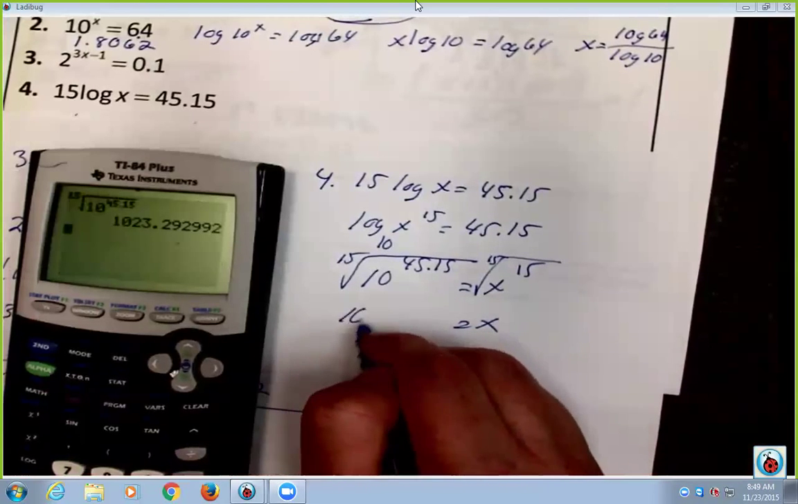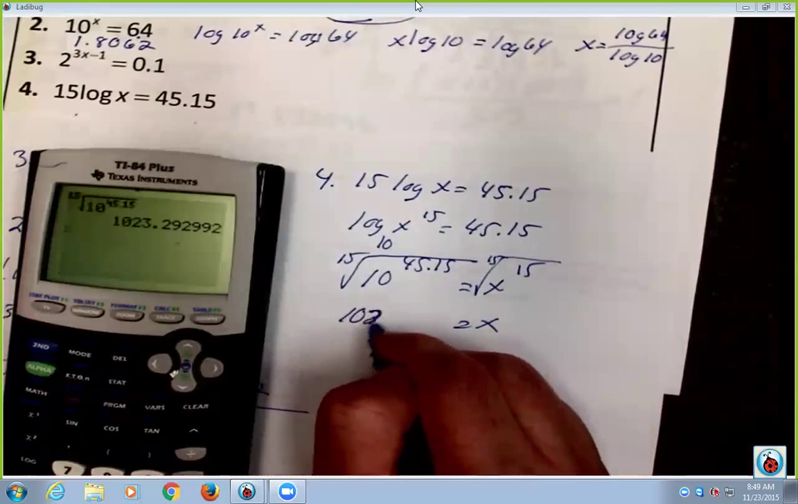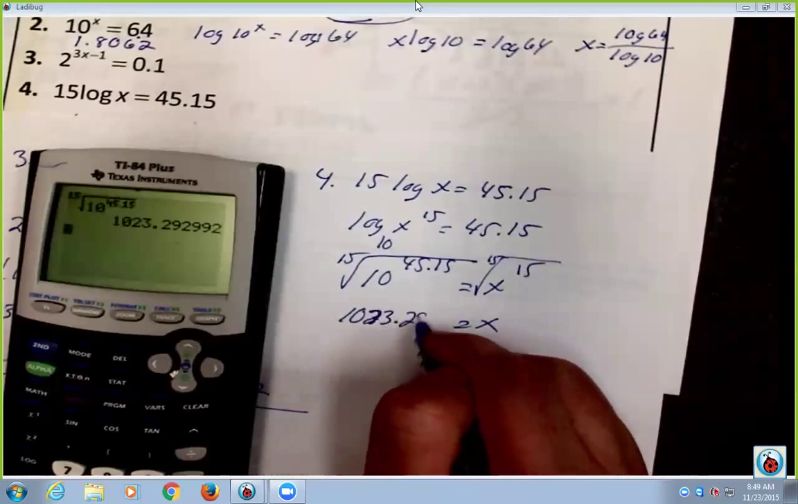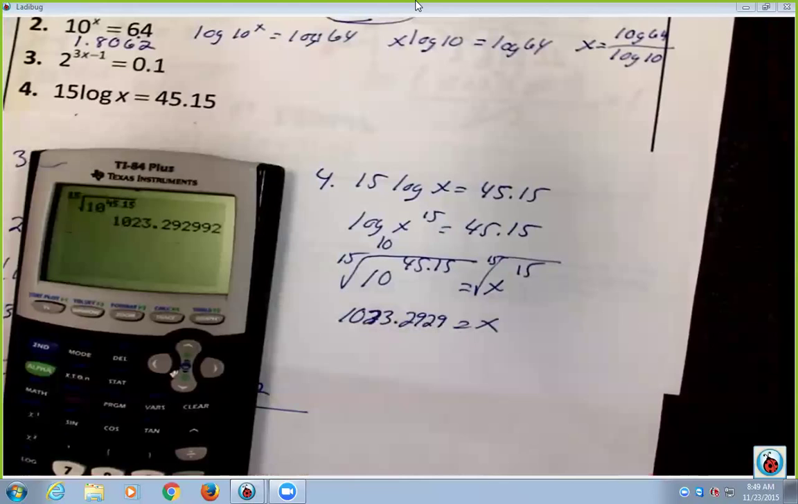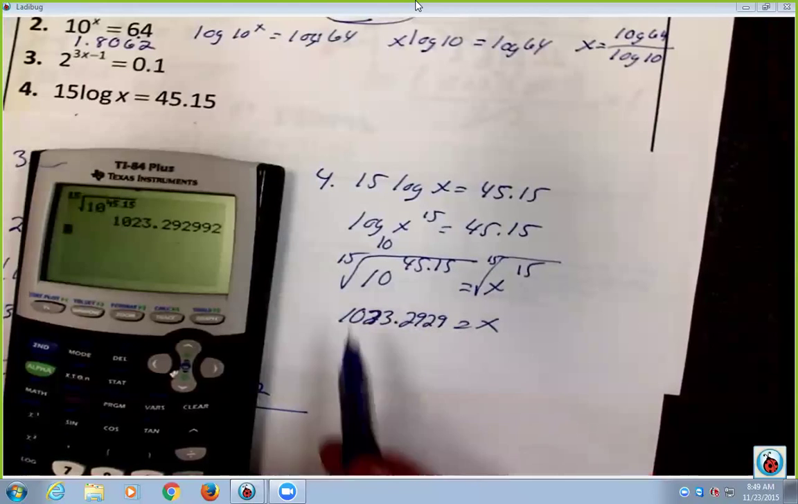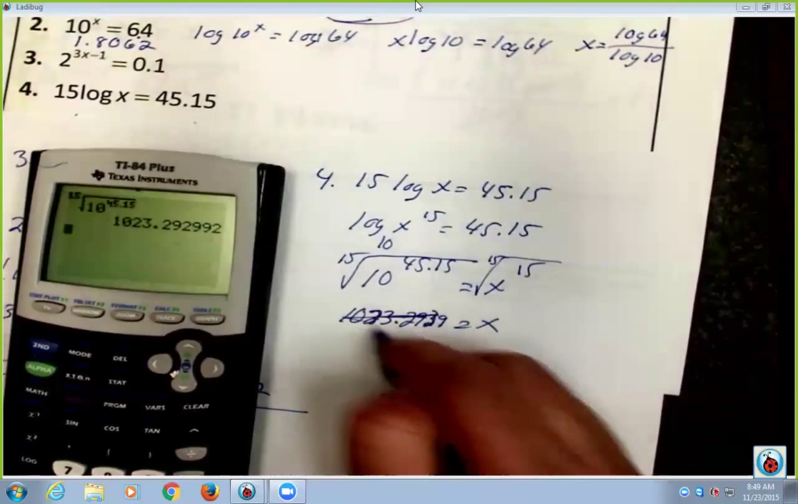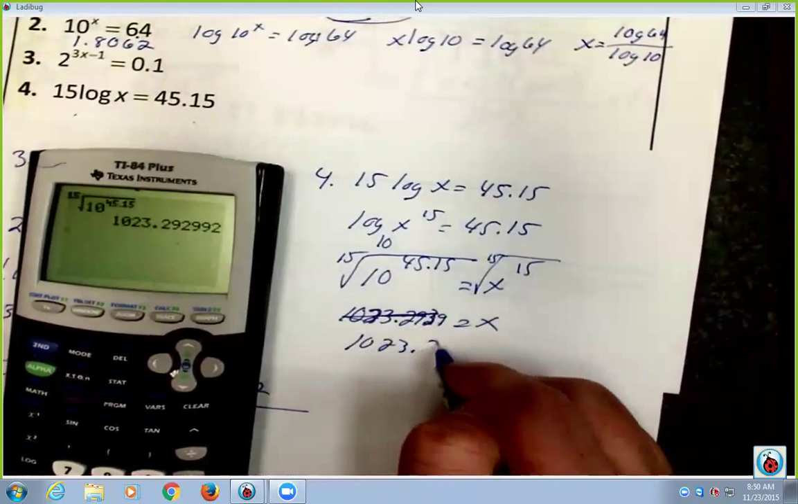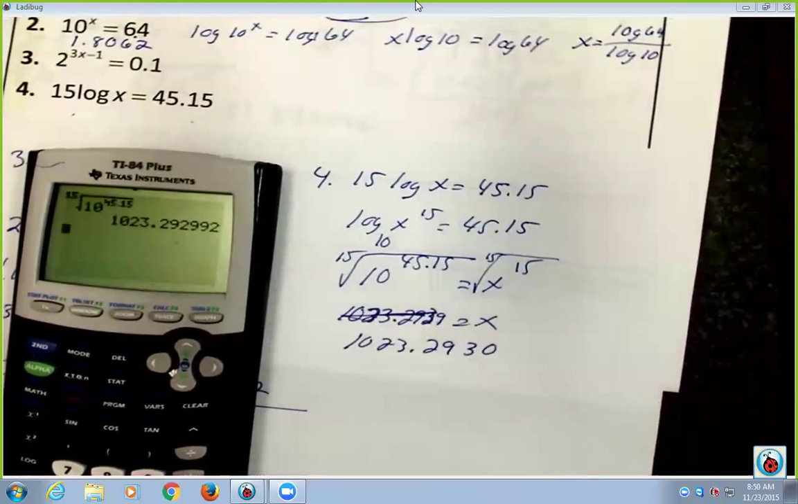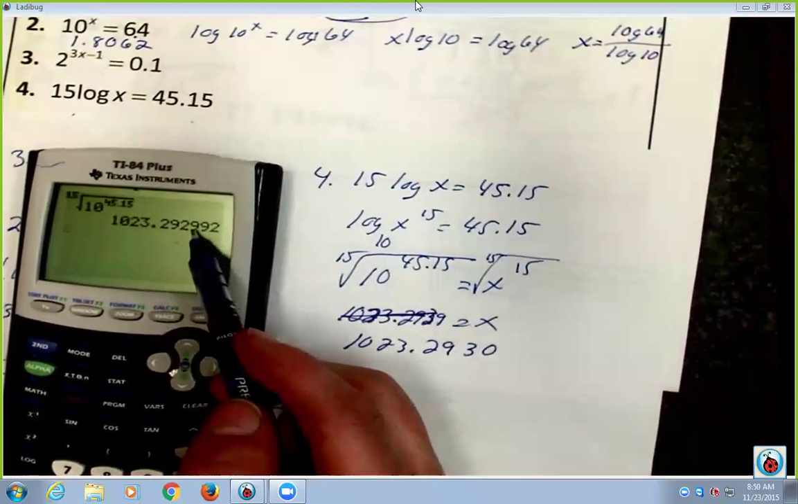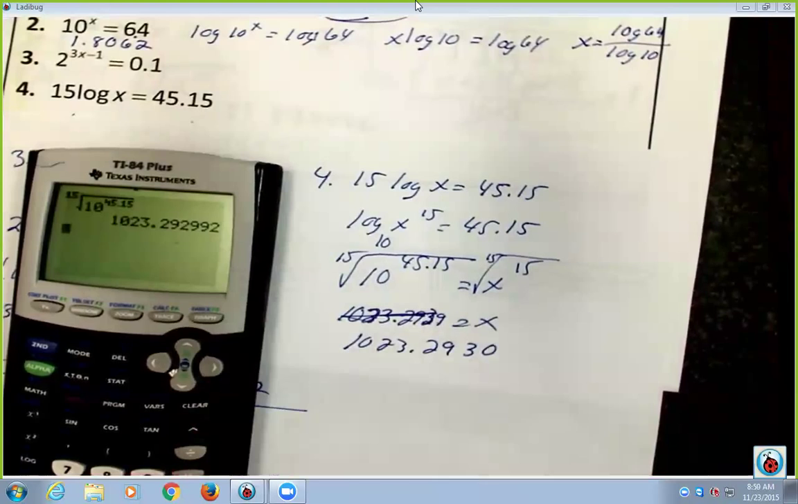So x equals 1023.2929. Oops, 2929, nope, that's going to be a 3. 1023.2930 if I round to 4 decimal places. That 9 that's here makes that 9 become a 10, which makes that 2 become a 3. So I got to kind of really round a lot of places in that one. Okay, so that was 4.